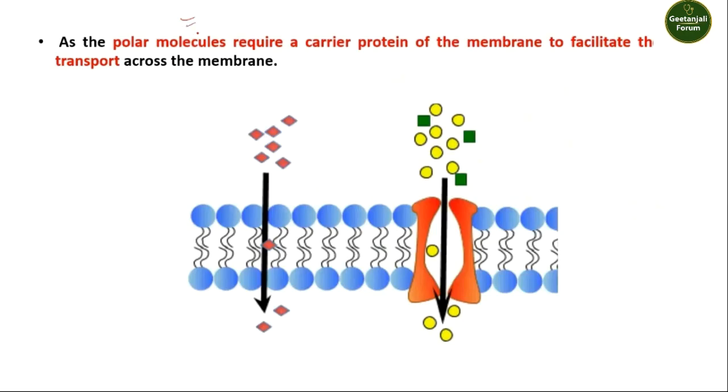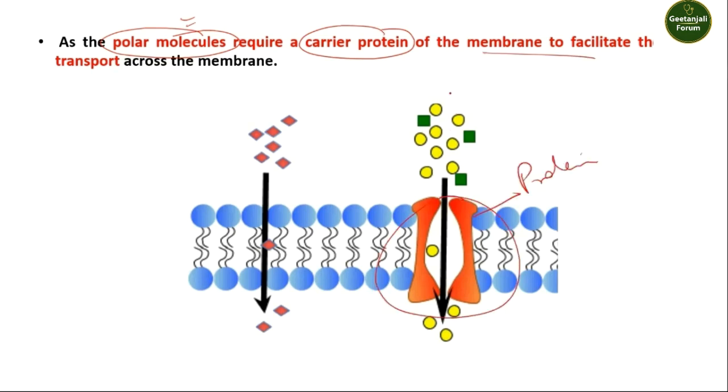But some molecules, like some polar molecules, require a carrier protein, and with the help of those carrier proteins, these polar molecules can go inside the plasma membrane. For example, this is the carrier protein present in the plasma membrane. These polar molecules go inside the cell through these carrier proteins. This is also known as active transportation.